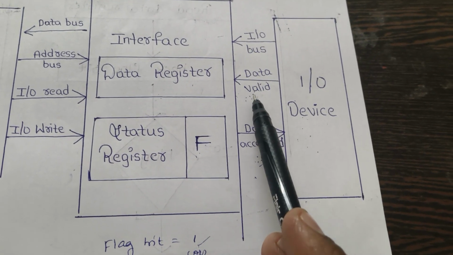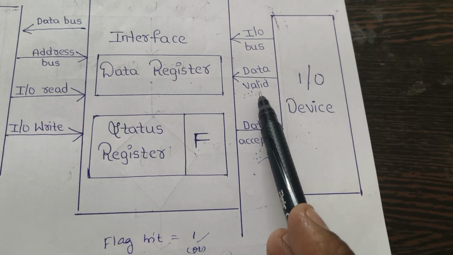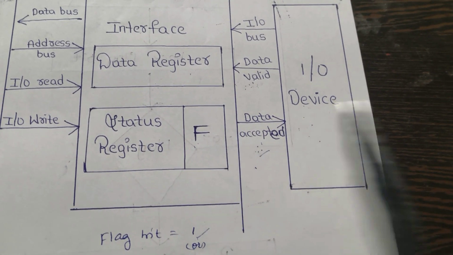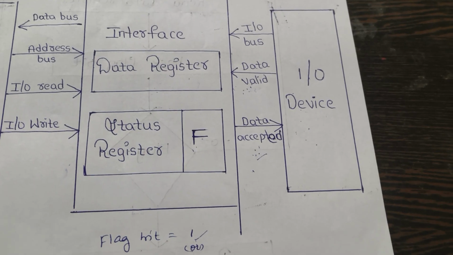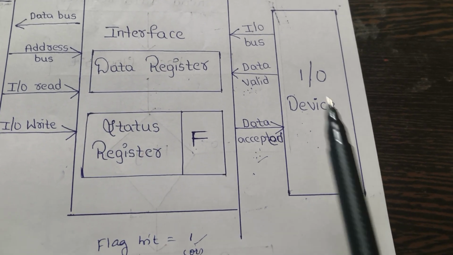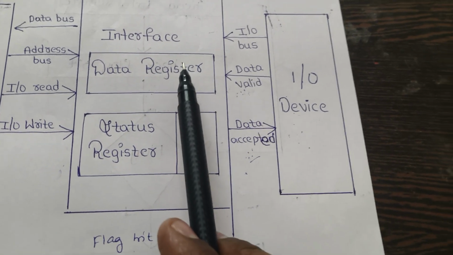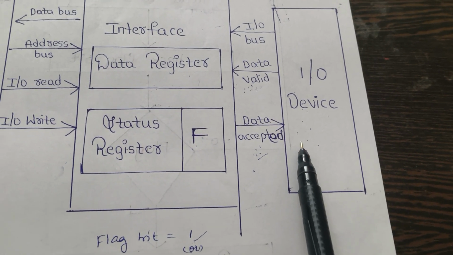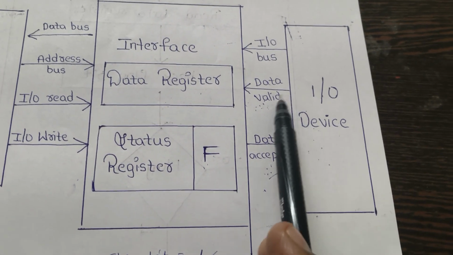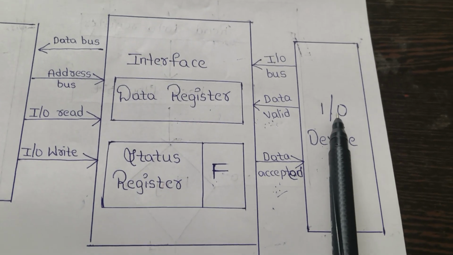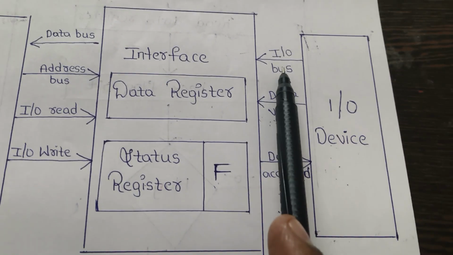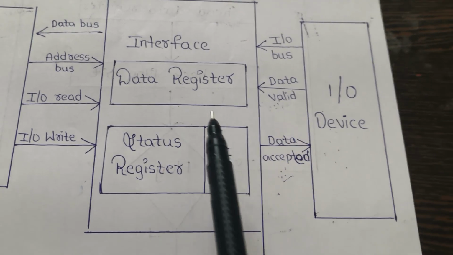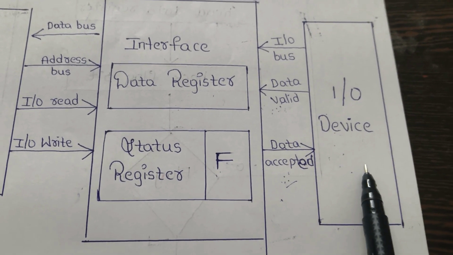If it is valid, then it is stored in the data register of the interface. Then the interface immediately disables the data valid line and immediately activates the data accepted line. That means it is going to send an acknowledgement to the input-output device that the data you have sent to me is valid. So when the input-output device sends a program that is placed on the IO bus, the data valid line will be disabled, and then it will send an acknowledgement to the input-output device.